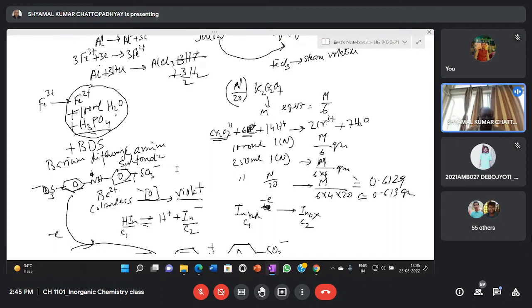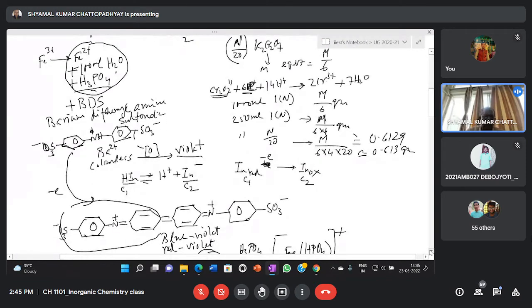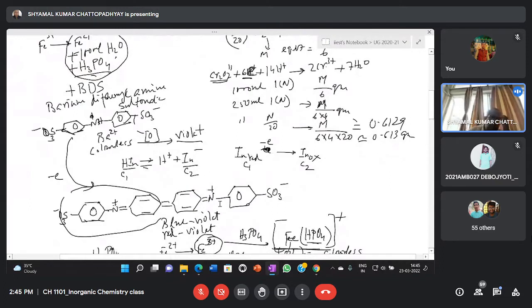When your titration is complete, and the ferrous ion is completely titrated, the excess oxidizing agent that is added will convert this reduced form of the indicator to its very complicated oxidized form, which is shown here. The color of the oxidized form is blue violet or red violet, and that color change will indicate that the end point is complete. So you can easily understand the end point by looking at the color change.